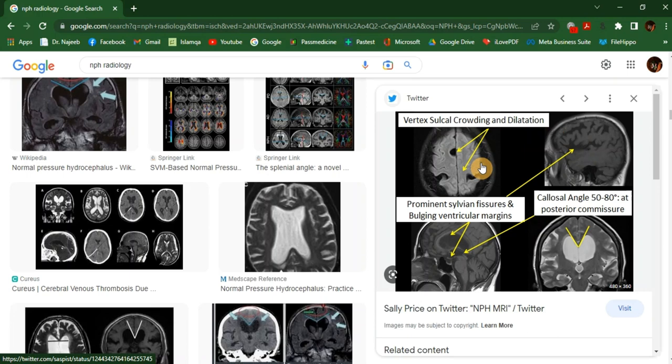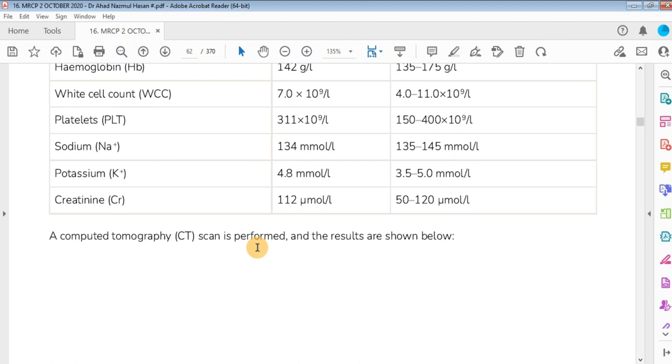So vertex sulcal crowding and dilatation or enlargement of the ventricles, prominent sylvian fissures with bulging of the ventricular margin, and callosal angle at around 50 to 80 degrees at the posterior commissure. And initial intervention is the therapeutic lumbar puncture.